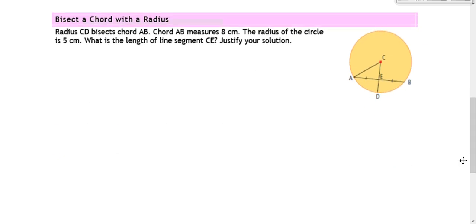Bisecting a chord with a radius. So radius CD bisects chord AB. Chord AB measures 8 centimeters. The radius of the circle is 5 centimeters. Let me redraw this.